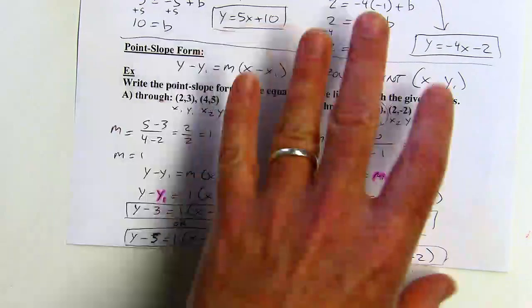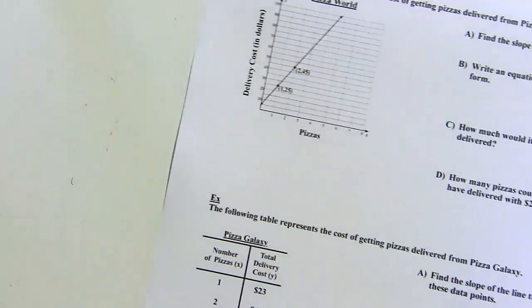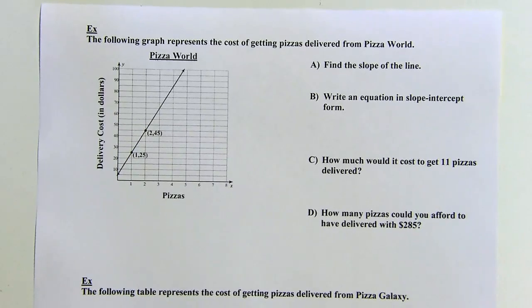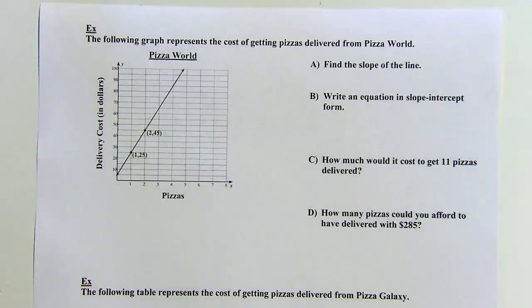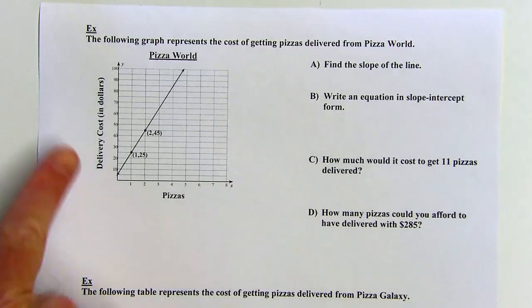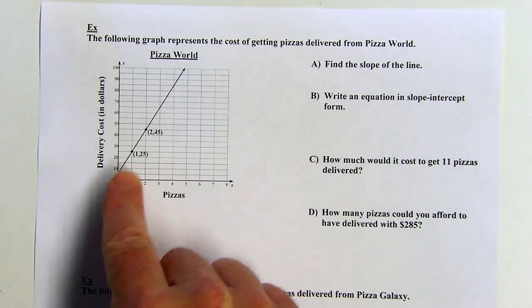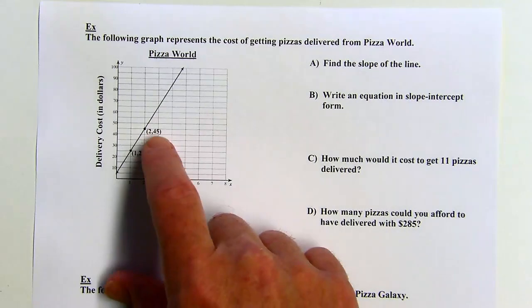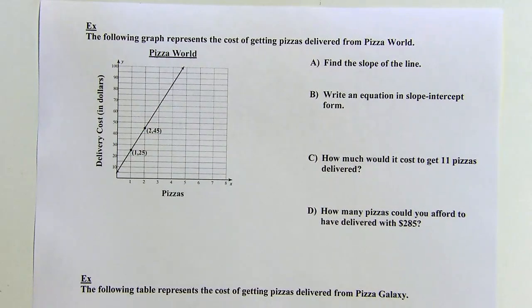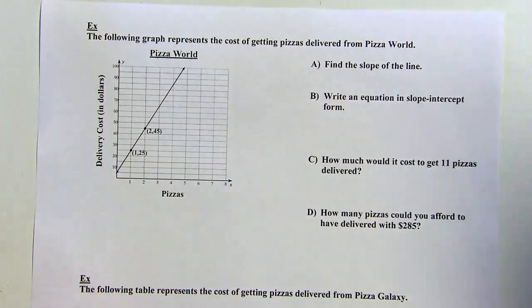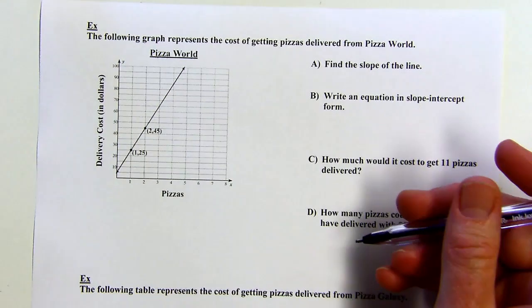Okay, let's look at some word problems, some applications, I guess sort of word problems. So here we've got a pizza joint called Pizza World, and then it has the number of pizzas you order and what the cost would be. So, you know, if you're ordering one pizza, that's going to cost $25 to get it delivered. If you order 2 pizzas, it's $45 and so forth. Okay. So, all right. So this is a line, a straight line, right? So let's find the slope of the line.